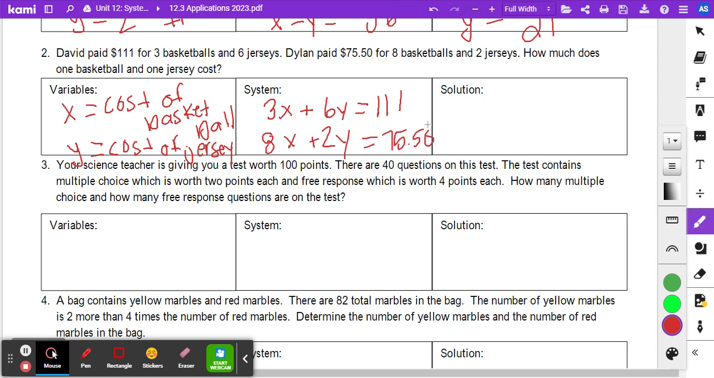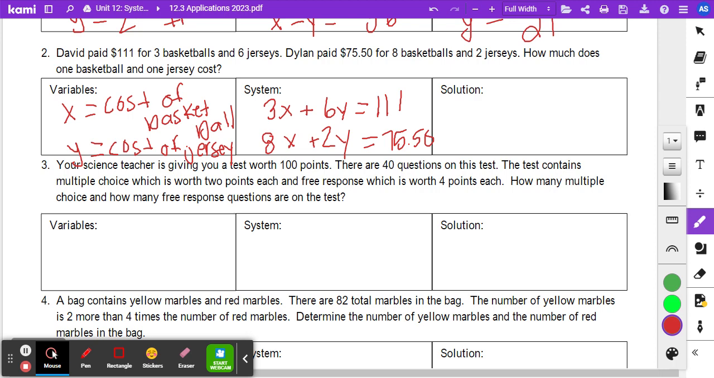$75.50. And again, like the previous question, we are going to plug this system into Desmos and see where the lines intersect. So we are going to have 3x plus 6y equals 111, and then 8x plus 2y equals 75.50. Right here is our intersection point. So we have 5.5 and 15.75.